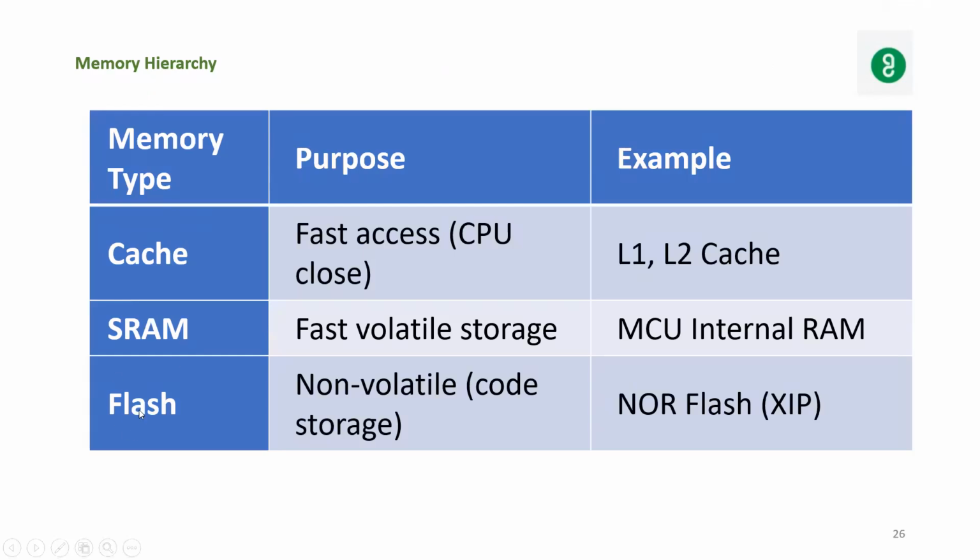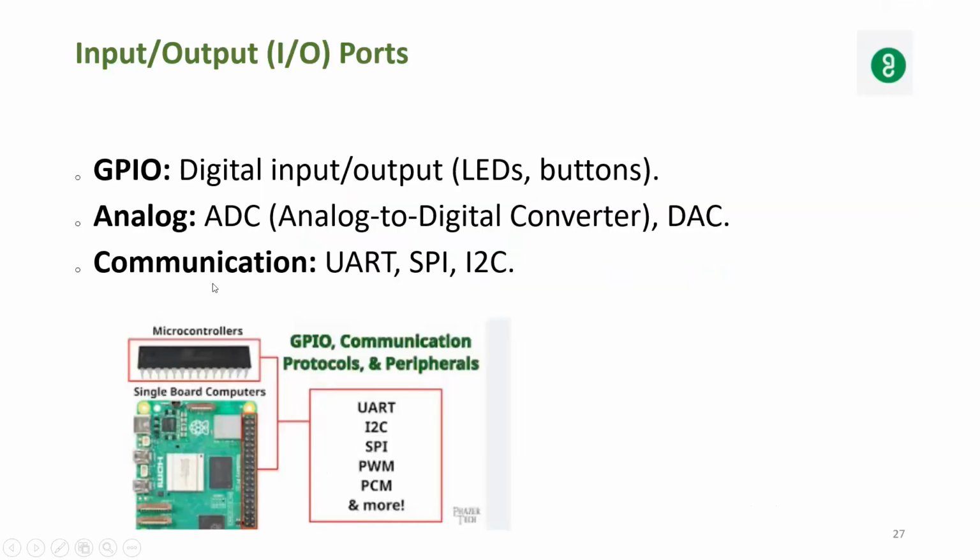Memory hierarchy. It may be cache, SRAM, or flash. In cache, the basic purpose is fast access, close to the CPU, for example L1 and L2 cache. SRAM is for fast volatile storage, the MCU internal RAM. Flash is non-volatile code storage.